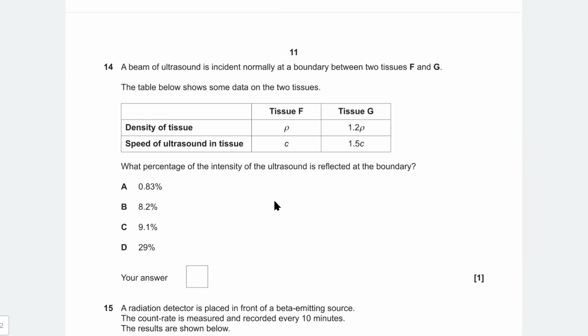Okay, moving on, 14. A beam of ultrasound is incident normally at the boundary between 2 soft tissues F and G. The table below shows some data on the 2 tissues. We've got the density of the tissue, and then we have the speed of ultrasound in that tissue. What percentage of the intensity of the ultrasound is reflected at the boundary?